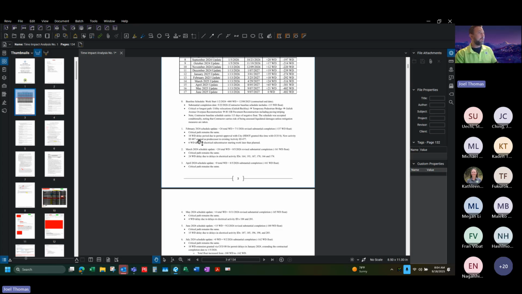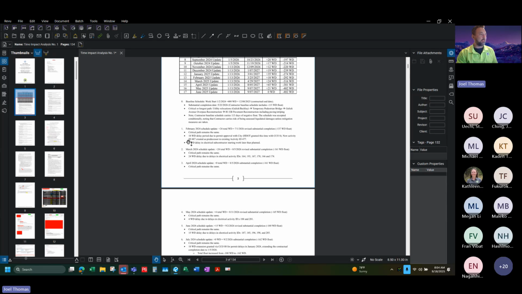But yeah, on this February update, we had an 18 working day delay period due to permit approvals with city. And with permit delays, that's in the spec as well. I can't remember the spec off the top of my head, but basically we would grant time but no compensation. So for that part of it, that ended up being a change order, and it's noted in here. So HDOT granted this time with change order 8. So we gave them 18 working days.